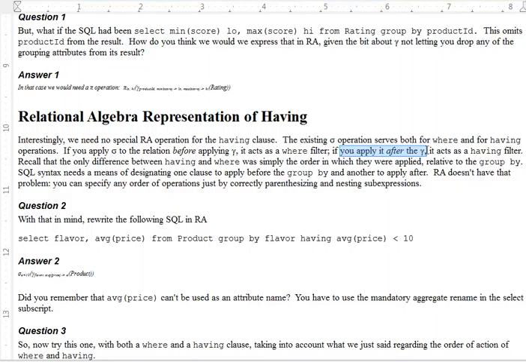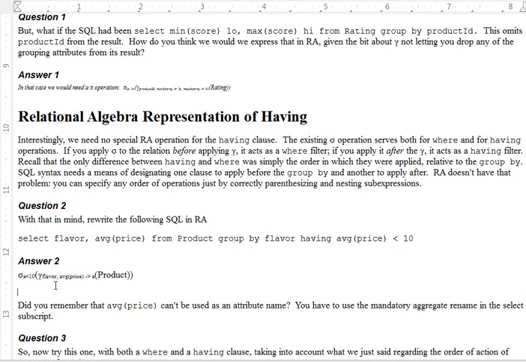So, question 2, with all that in mind, rewrite the following SQL in RA. And a reasonable answer would be, we're going to do a gamma or group by on flavor and an average price renamed as A. And then that'll be on product. And then the result of that, we'll do a select and require that A be less than 10. Now, did you remember that average price can't be used as an attribute name? You have to use the mandatory aggregate rename in the gamma subscript, the A that we used in this example answer.